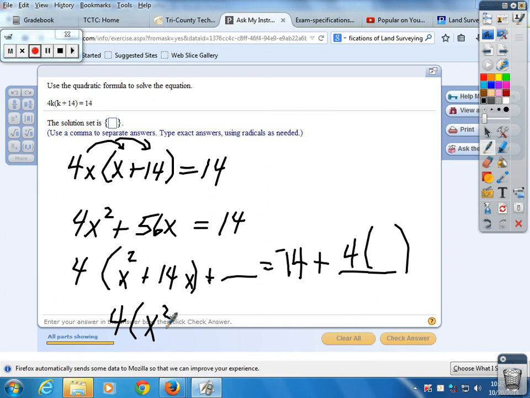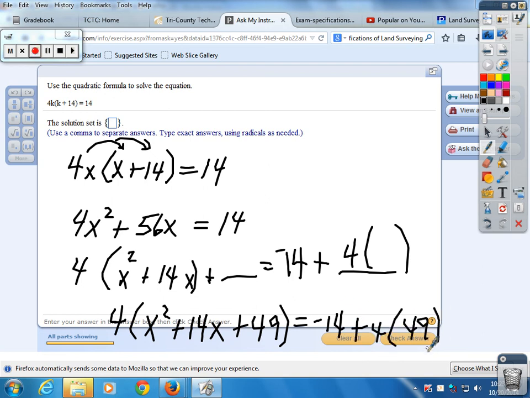That's disgusting. X squared plus 14x. What's 14 divided by 2? 7 squared is? Oh, 4 times 49. You can't do that in your head. You might as well use a calculator. Because 4 times 50 is 200. And 14, that's... Got it.